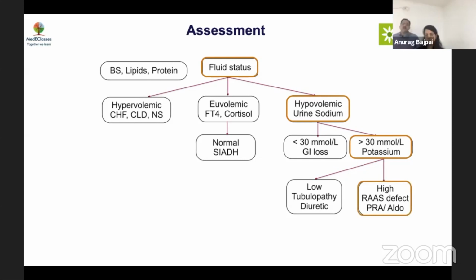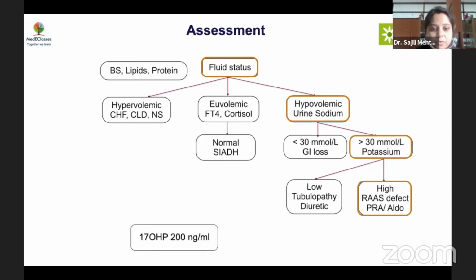And on examination, the child had atypical genitalia. So what do you think the diagnosis is now? Considering the atypical genitalia and hyponatremia, hyperkalemia at 3 weeks, the most common cause will be 21-hydroxylase deficiency. So in this patient, we should do a 17-hydroxyprogesterone.